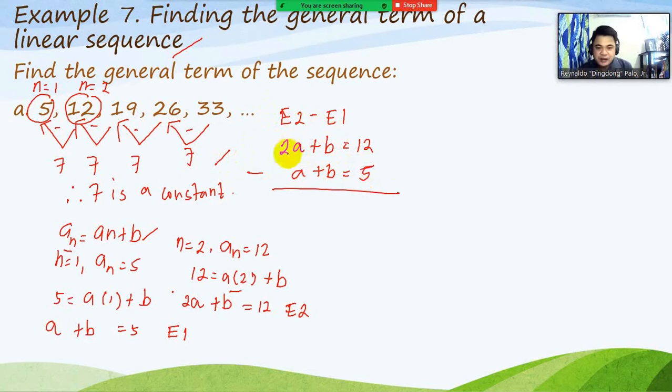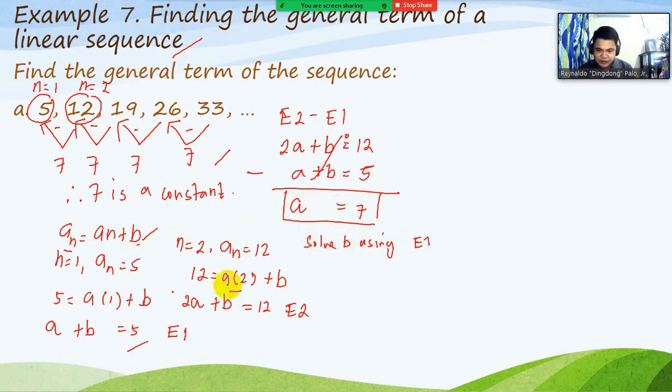Then subtract. 2a minus a is a. b minus b is 0. Equals 12 minus 5, which is 7. So therefore the value of a is 7. We need to solve also for b. How? Solve b using equation 1.